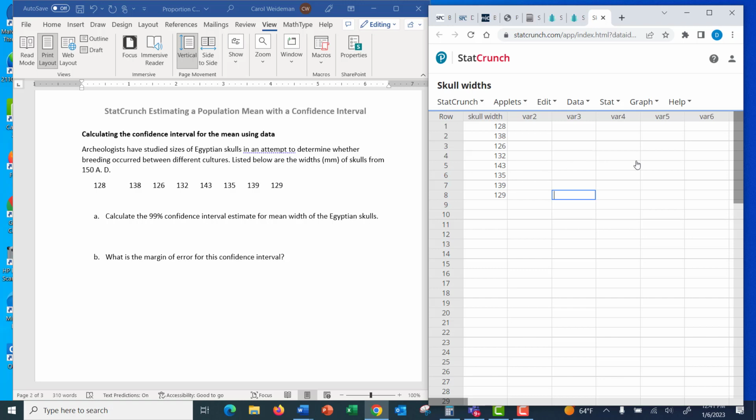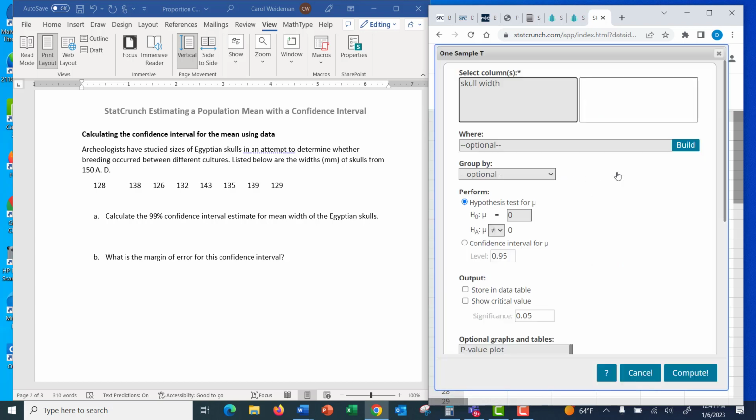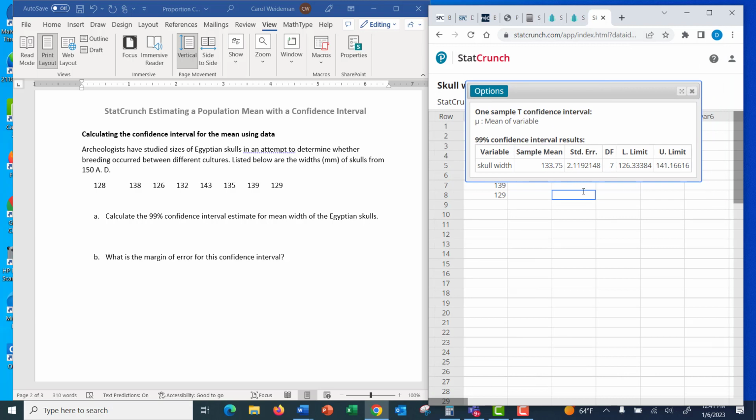Now this time what I'm going to do is I'm going to go to Stat, T-stats, one sample, but now I have the data. And actually this is easier because all I have to do is select the column up here and then go down to the confidence interval portion, and this time they want a 99% confidence interval, so I'm going to change my confidence level to 0.99, and I get the confidence interval shown here. And notice again, now I didn't have the mean. If I wanted the mean, the point estimate, here it is, 133.75, because that wasn't given in the problem because I was given the data rather than the summary data.